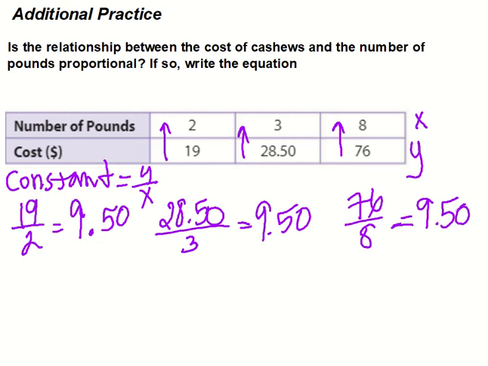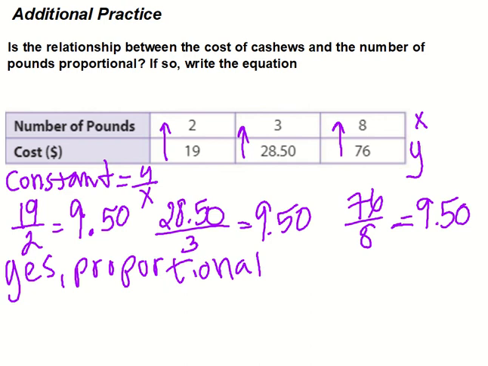Since they all came out as 9.50, we can say that yes, this is a proportional relationship. Because 9.50, 9.50, 9.50, they all match. And since they all match, we can write an equation, and our equation should have been y equals 9.50x. Remember, variable, number, variable.